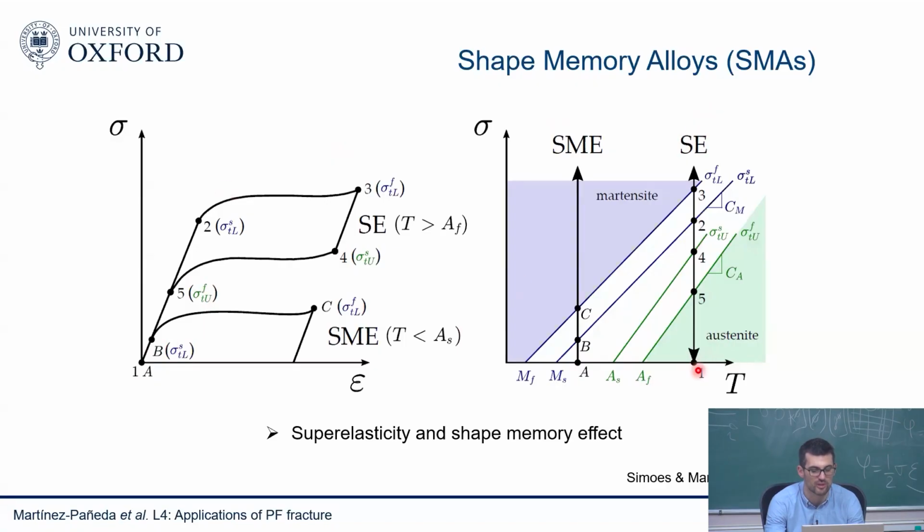So I'm not going to change temperature for the time being. So I'm in point 1. If I increase my load, I'm starting in austenite, and then eventually, when I get to point 2, everything is linear elastic. It's an austenite behavior, all linear elastic. When I get to point 2, I start this transformation stress. I reach this threshold stress where the phase transformation starts.